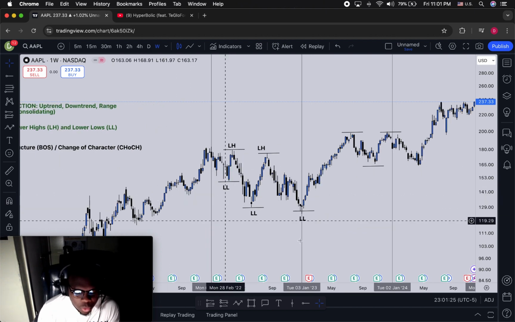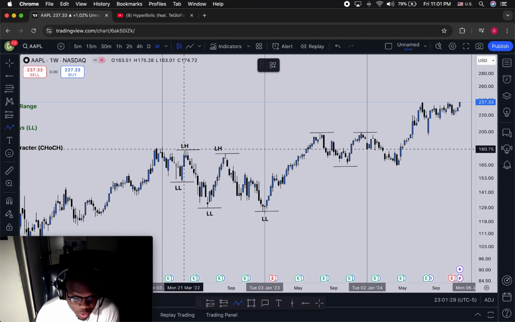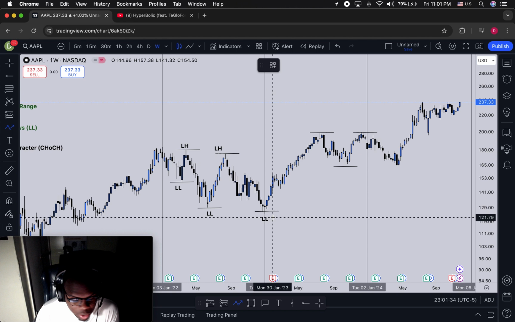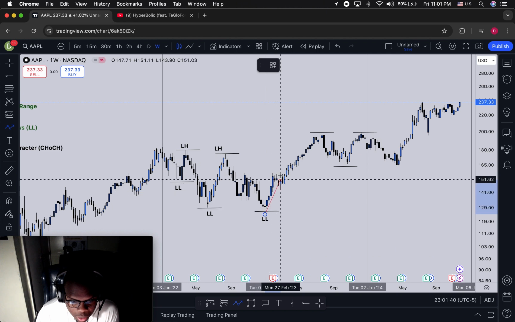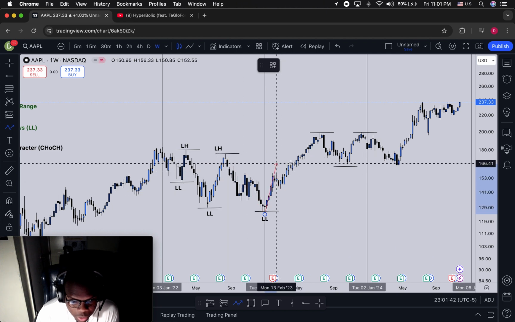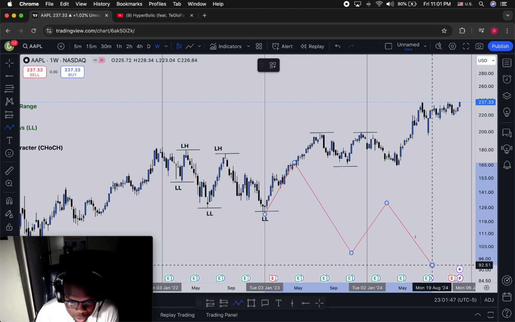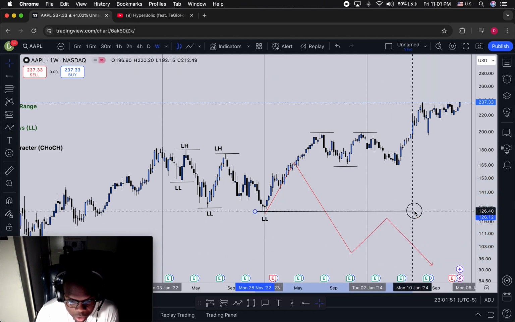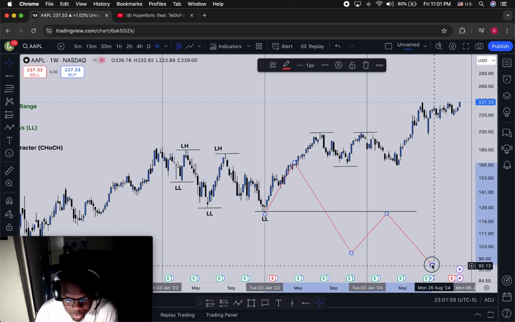So what is a break of structure? Again, a downtrend is a lower high, lower low, lower high, lower low. So we have the lower low here, and we're looking for a lower high. We're looking for price to go from here, anywhere below this point, and then continue on down as long as it's lower than this low. Come up here, continue down.